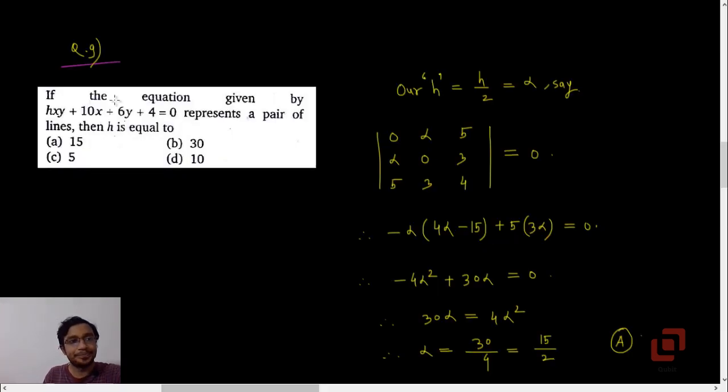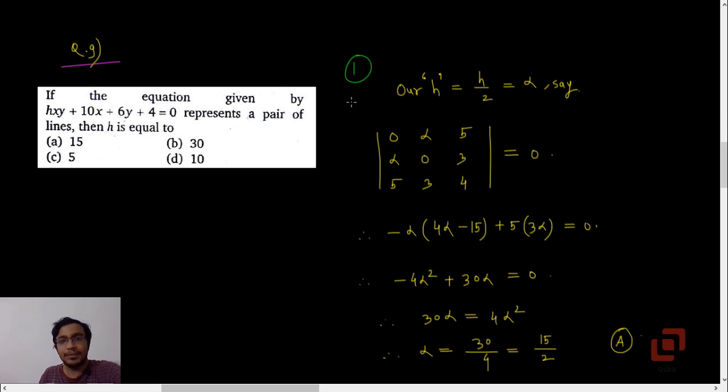Question 9. If the equation given by hxy plus 10x plus 6y plus 4 equal to 0 represents a pair of lines, then h is equal to. Now there are two ways to solve this problem. I will tell you both of them.